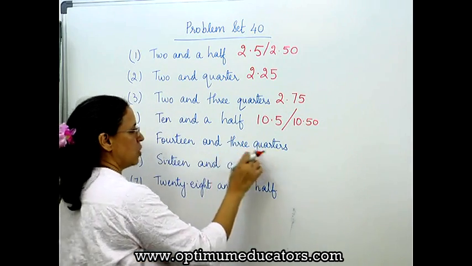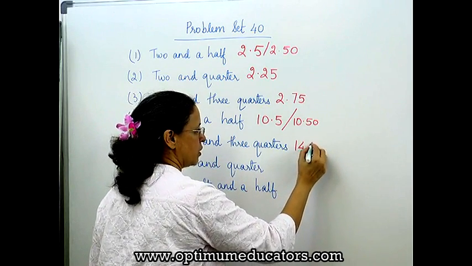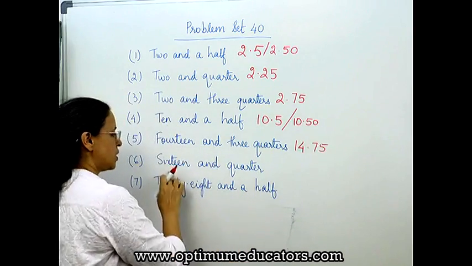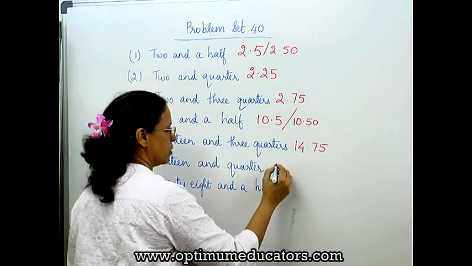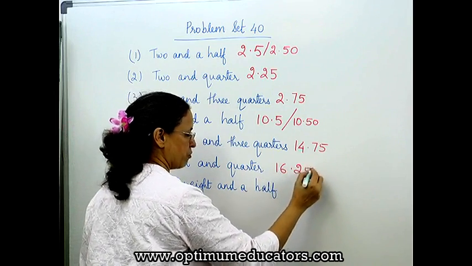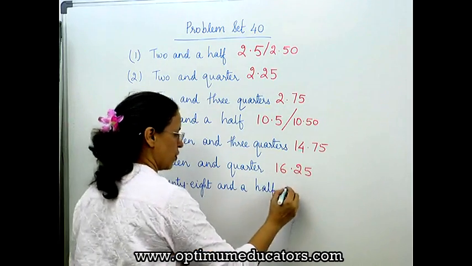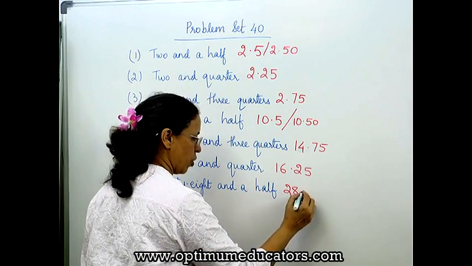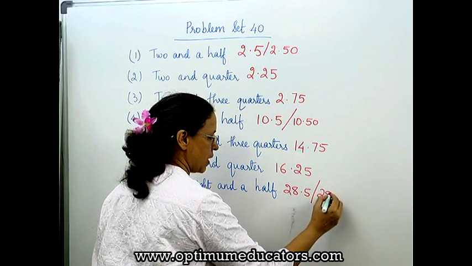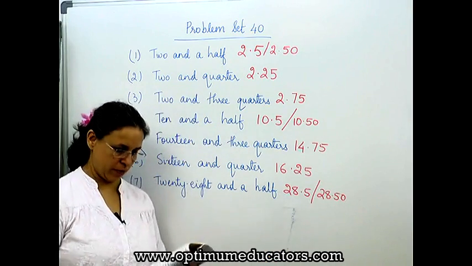14 and 3/4 will be written as 14.75. 16.25 will be written as 16.25. 28.5 you can write as 28.5, or you can write it as 28.50. Okay, it is the same thing.